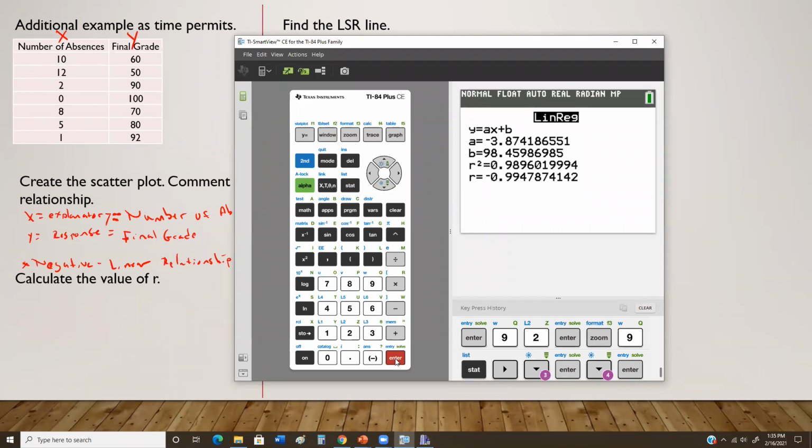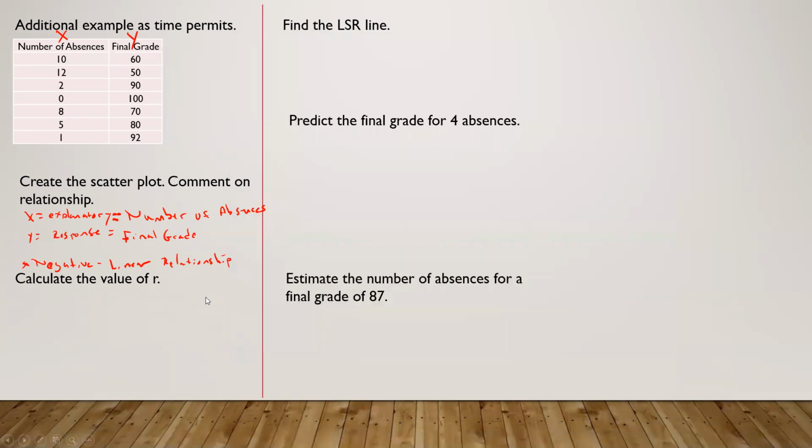Okay, so look, you can see right here, the last one is R. So R is equal to negative 0.9948 when I round it. So negative 0.9948, to 4 decimal places. Is that value really close to -1? Yes, it's super close to -1. So what this means is there's strong evidence here of a negative linear relationship.